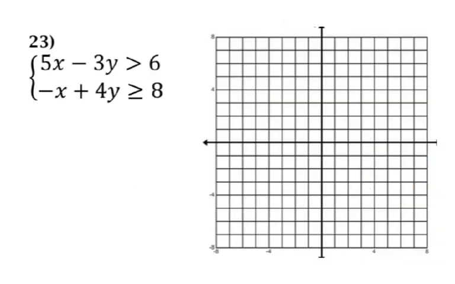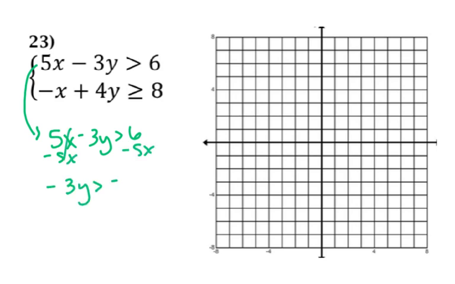Okay, for number 23, in case you're watching this because you got stuck and you didn't get to it, what you're going to do is you have to put both of these inequalities into slope intercept form. So I'm going to take this first one, and I need to solve it for y. So if I have this, I'm going to subtract my 5x. I'll have negative 3y is greater than negative 5x plus 6. I'm going to divide by negative 3.